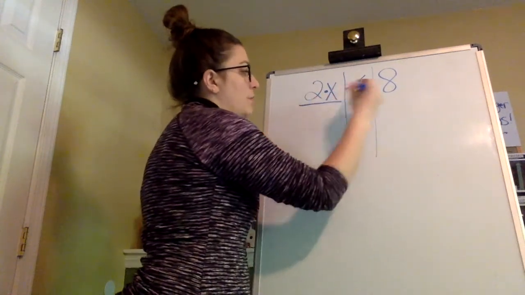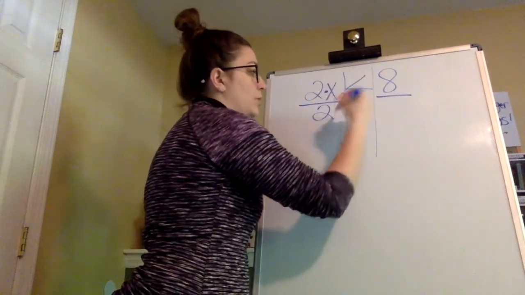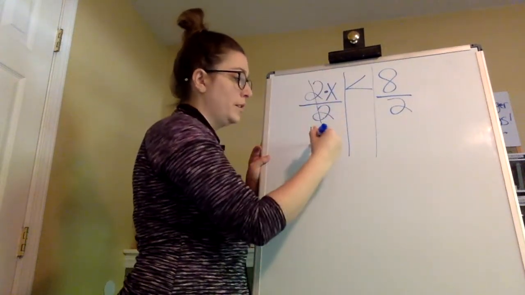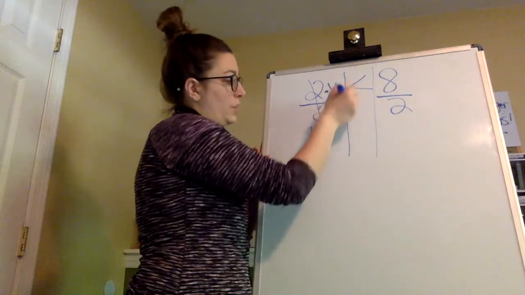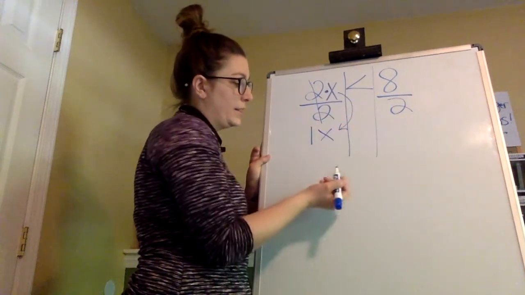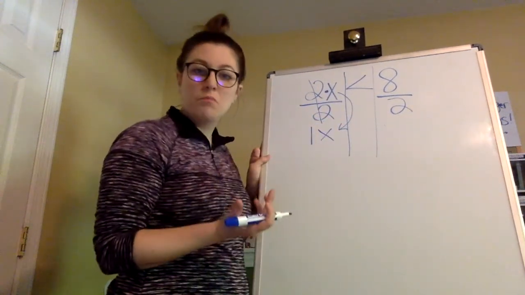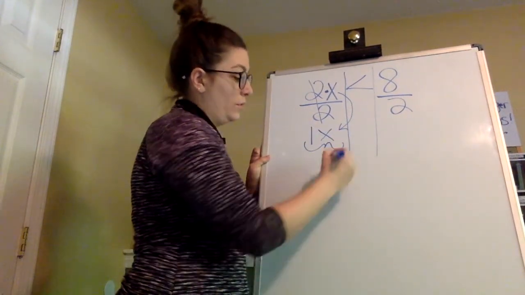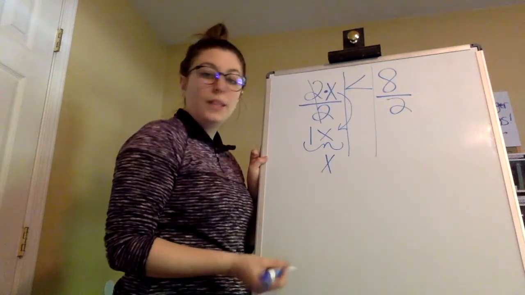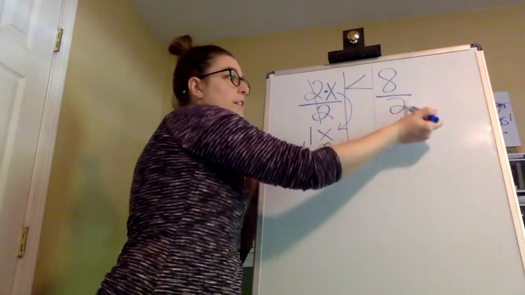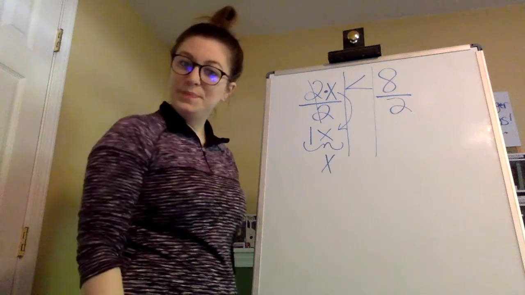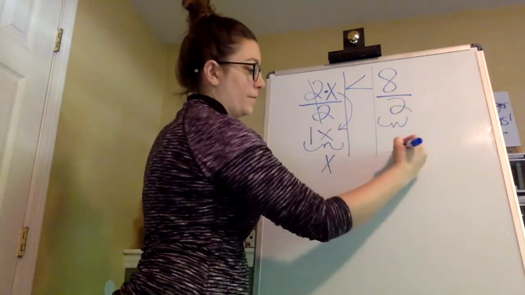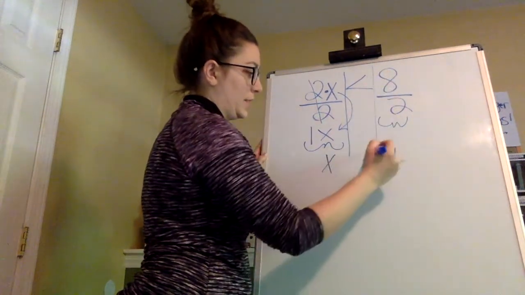So if we divide both sides of the equation by 2, 2 divided by 2 equals 1. And then you can bring down your x, so you have 1x. 1x is just x. You don't have to have the 1. And then the other side of the equation, 8 divided by 2. What's 8 divided by 2? 4. Good job.